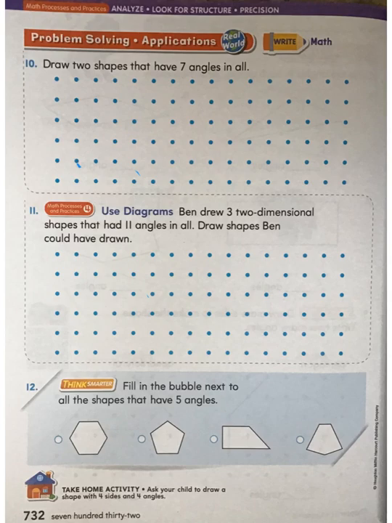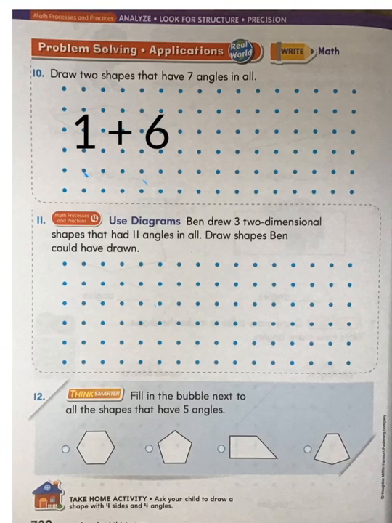For number 10, we had to draw 2 shapes that when we count up all the angles, it'll add up to 7. So I'm thinking 2 shapes or 2 numbers that add up to 7. So I think to myself, 1 plus 6 equals 7, but I can't draw a one-sided shape, so that's not going to work. What about 2 plus 5? That equals 7, but again, I can't draw a 2-sided shape or one with 2 angles, so that won't do. What about 3 plus 4? That might work. I can draw a 3-sided shape, and I can draw a 4-sided shape.